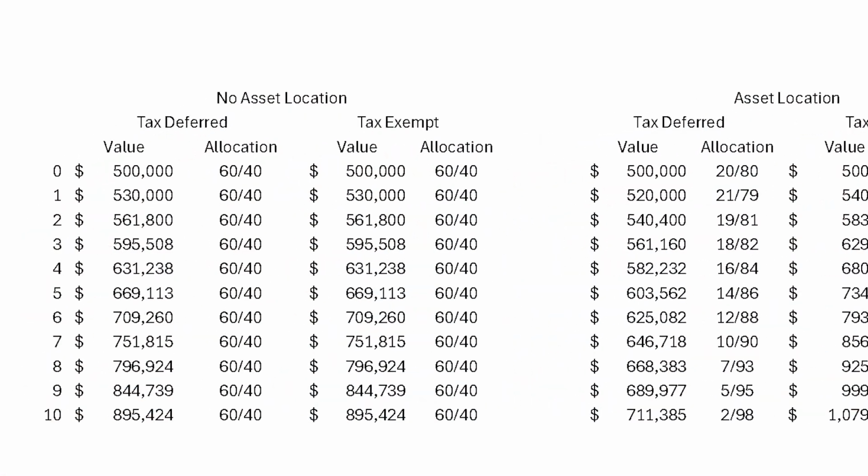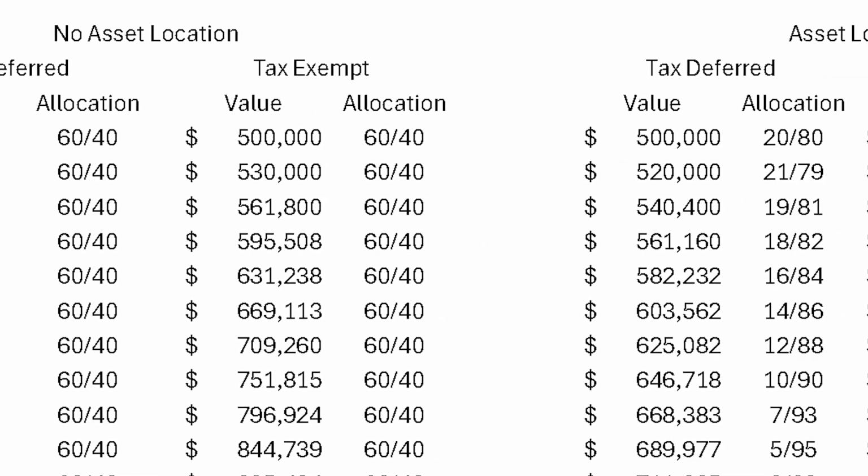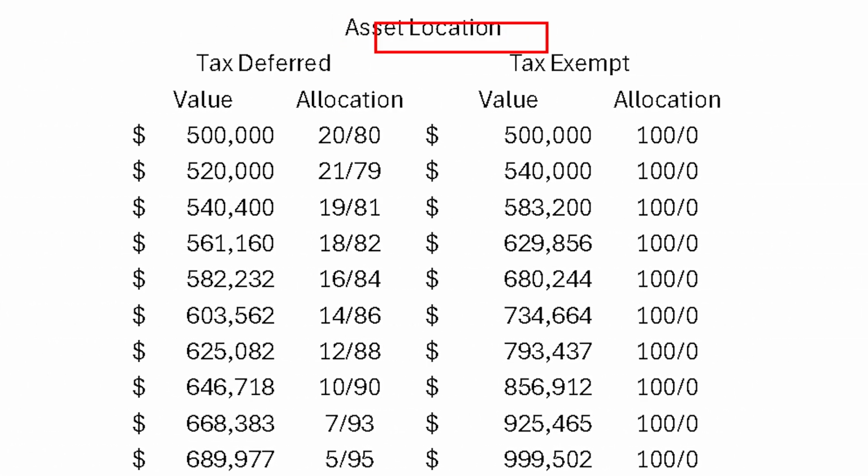Here at the very start of the example, you can see on the no asset location side that we've got both accounts equalized and their allocations are both 60-40. And that's going to be static all the way through. But on the asset location side, our tax-exempt account is all stocks, and our tax-deferred account is 80% bonds. So let's run this out for 10 years.